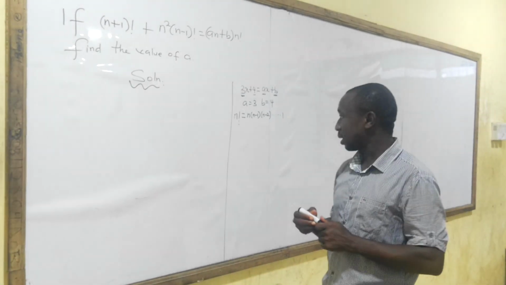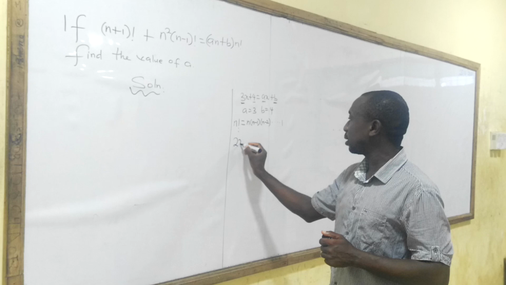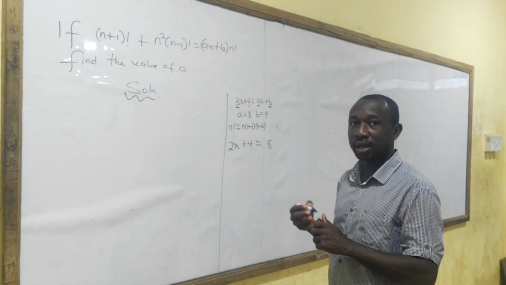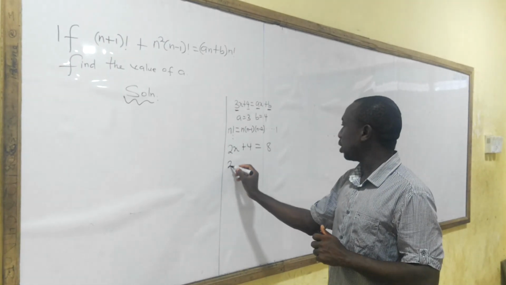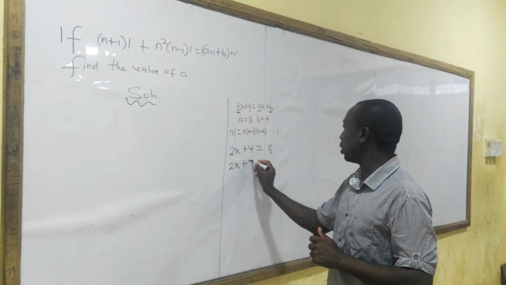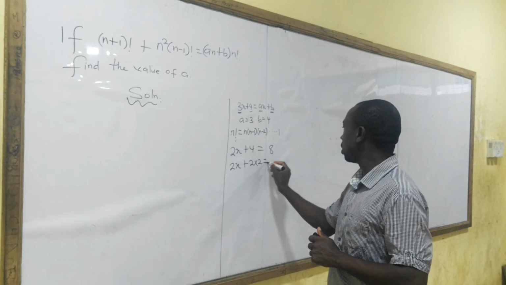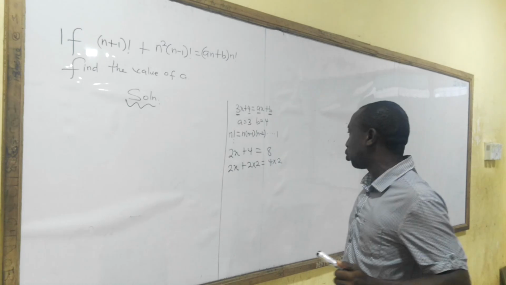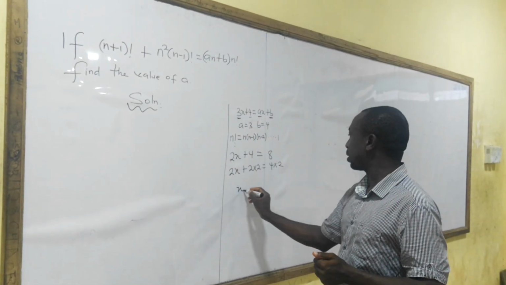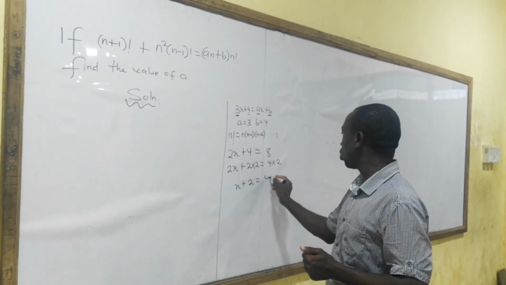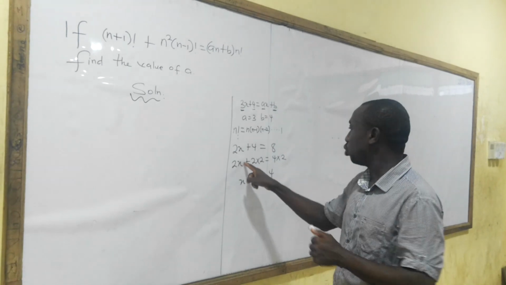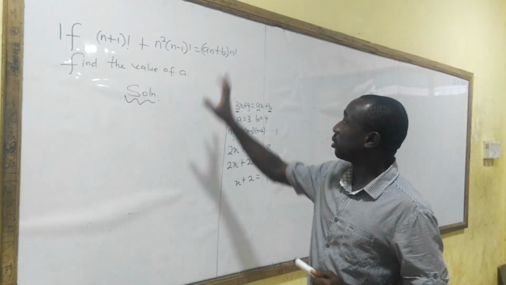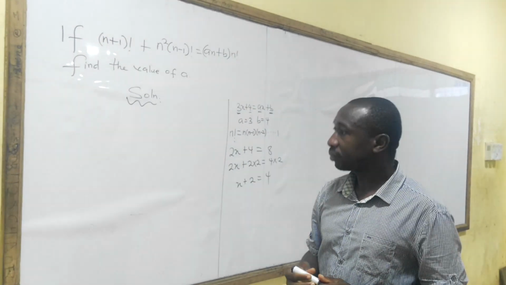Again, one also needs to understand that if I have, for instance, 2x + 4 is equal to 8, 2 is common through this equation. So I can cancel 2 out, and now I'll be left with x + 2 is equal to 4. Why? Because 2 is common throughout this equation. So let's apply these principles in solving our question here.